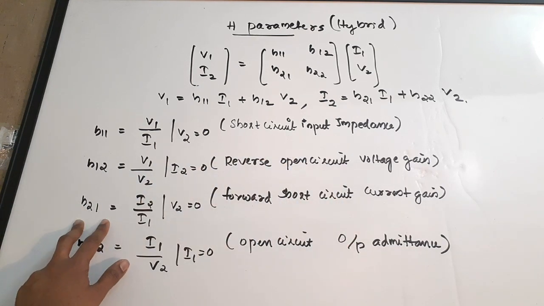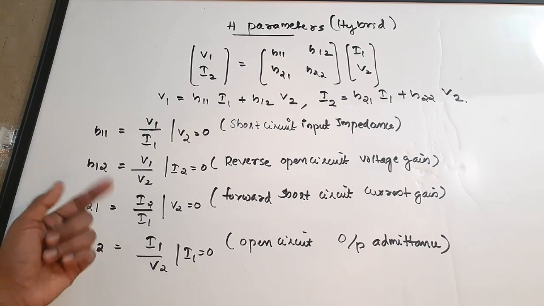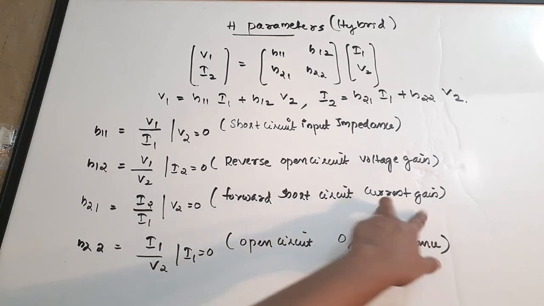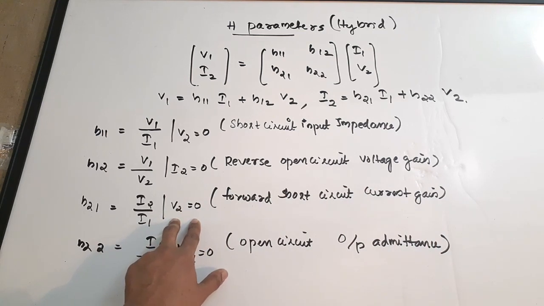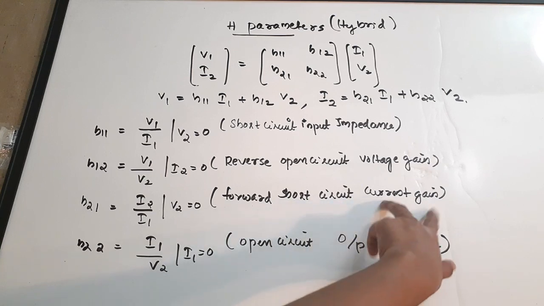Similarly, next one, H21 is I2 by I1. So I2 by I1 means output port current by input port current. So it is a direct current gain. So it is a forward current gain, and we are making a short circuit to find it. So forward short circuit current gain.